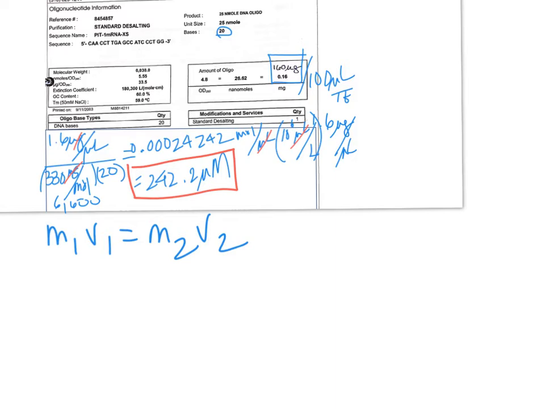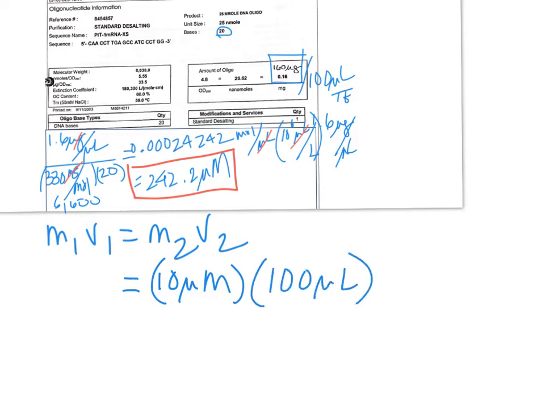All right, now we're back at our M1V1 equals M2V2. We are trying to get to, what did I say we wanted? 10 micromolar in 100 microliters. That was our arbitrary, this is what we want at the end for our PCR. What do we know? We know we have 242.2 micromolar. What we don't know is how much of that. So we're solving for question mark.